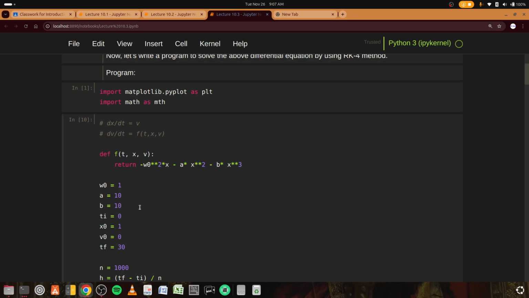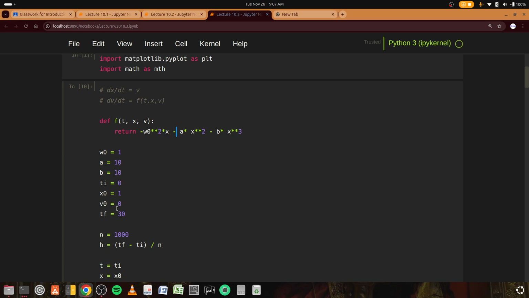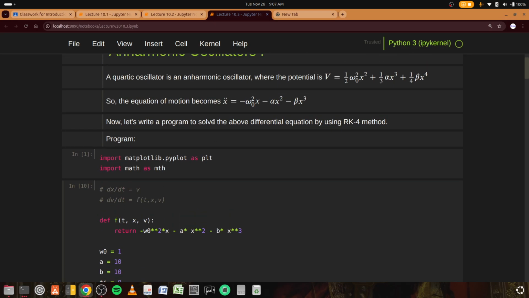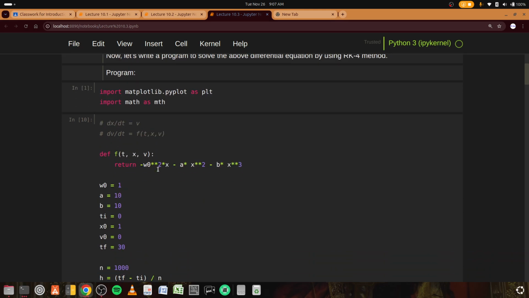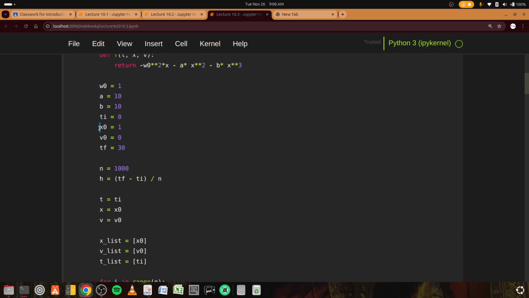So minus omega square x, minus alpha x square and minus beta x cube. So the value of omega 0 is 1, then a and b are present here, and ti is there. This a is the alpha and this b is the beta, and w0 is the omega 0 value, the angular frequency of oscillation. Then x0, the initial amplitude, is given to you. Then v0 is also given, the initial velocity. The initial conditions are given to you. And then t initial and t final are also given to you, right?